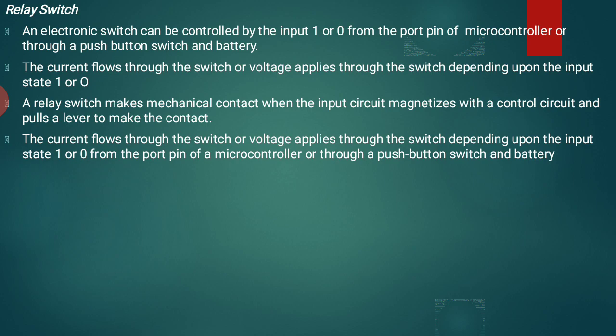object through the contact. The current flows through the switch or voltage applies through the switch depending upon the input state 1 or 0 from the port pin of a microcontroller or through a push button, switch and battery. So the current or voltage flows depending upon the input state on the switches, that is 1 or 0, from the port pin of a microcontroller or through a push button switch and a battery.